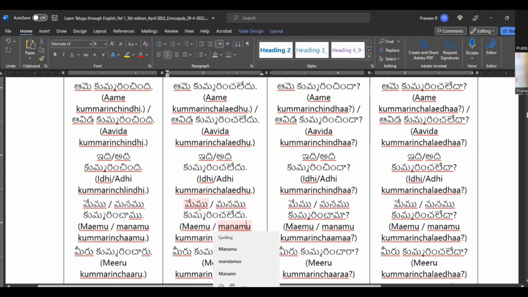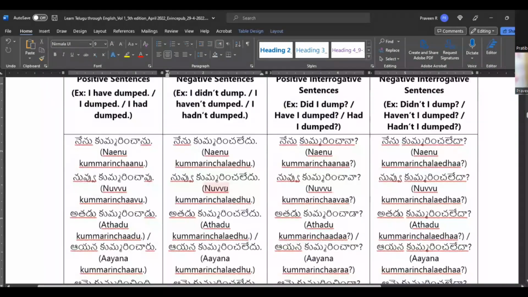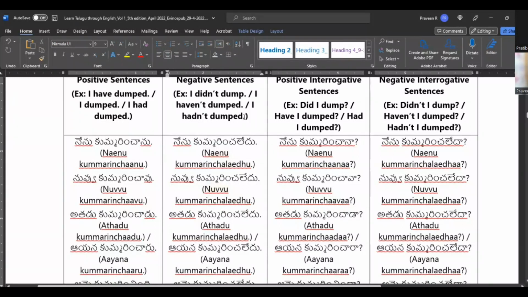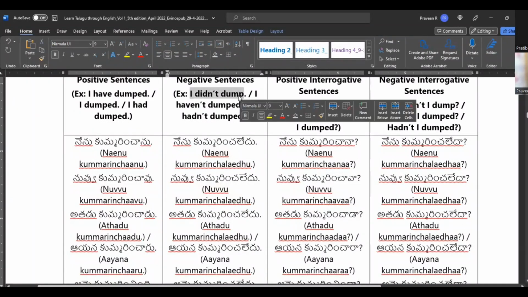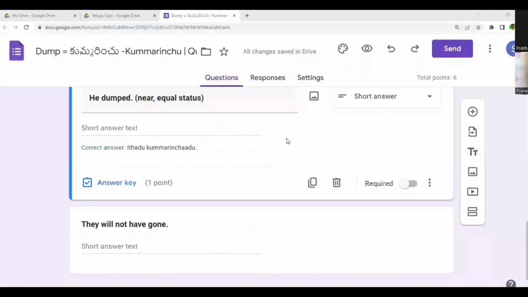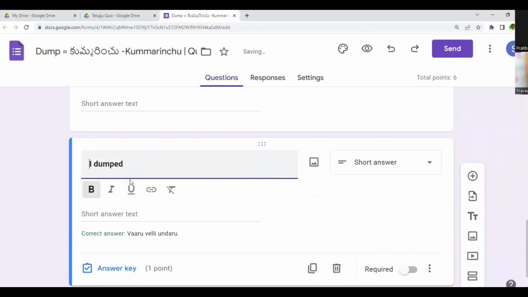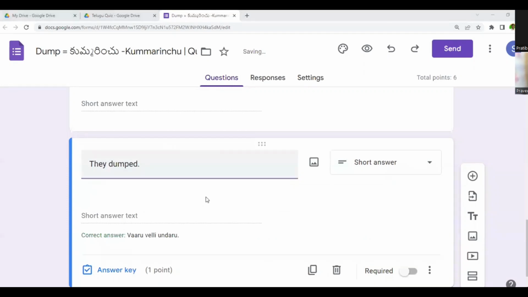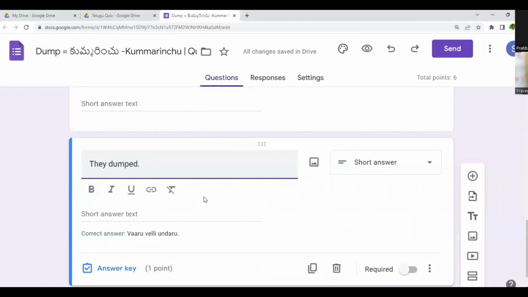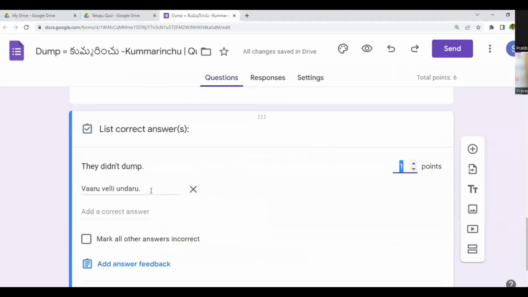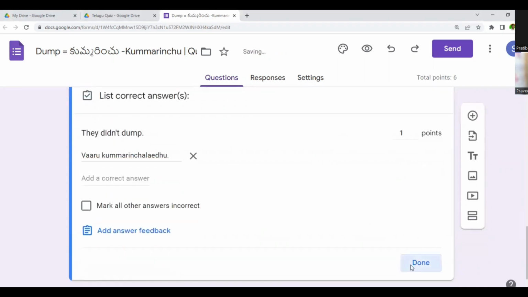Okay, tell me any other subjects. I will put it in the quiz. Instead of I, వారు. కుమరించలేదు. This is over. Next one. They dumped. No, this is negative. They didn't dump. Now try the answer. వారు కుమరించలేదు. Perfect. వారు కుమ్మరించలేదు. Perfect.